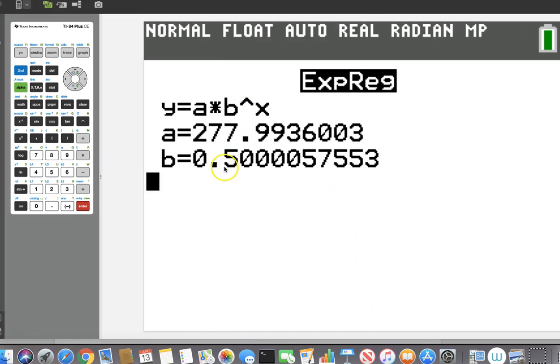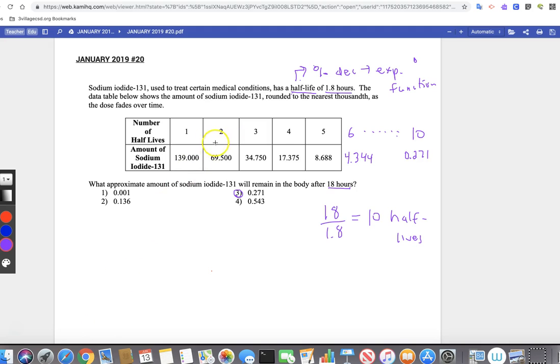And so now we can use this equation to find out how much is left after the 10th half-life. We would plug 10 in for x using this equation. And once again, if we do that, we should get a value of 0.271. So if I take my equation, y equals 277.9936 times essentially 0.5 to the 10th, we'll get that value, 0.271.